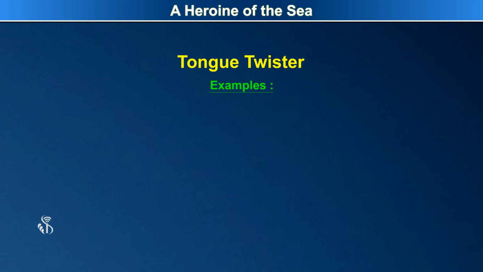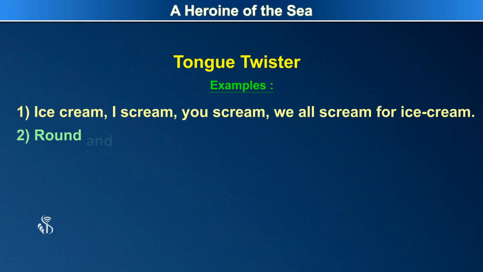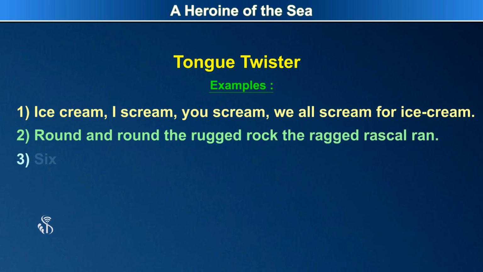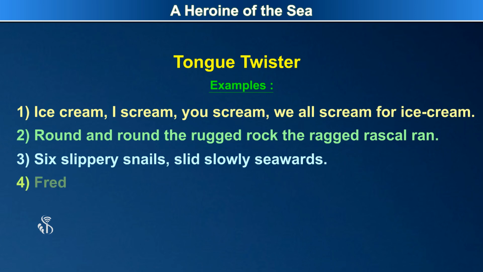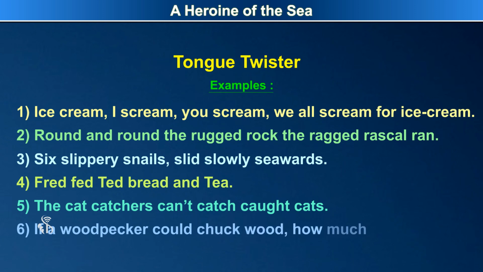Can you remember some more tongue twisters? Ice cream, you scream, we all scream for ice cream. Round the rugged rock the ragged rascal ran. Six slippery snails slid slowly seawards. Fred fed Ted bread and Ted fed Fred bread. The cat catchers can't catch caught cats. If a woodpecker could chuck wood, how much wood could a woodpecker chuck?